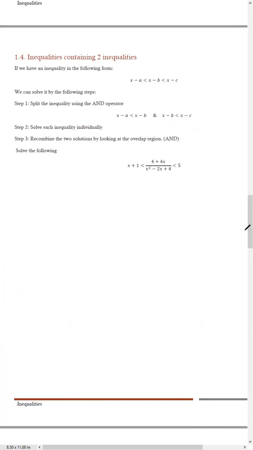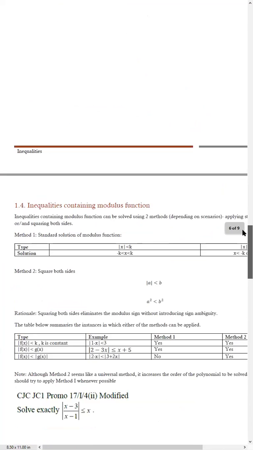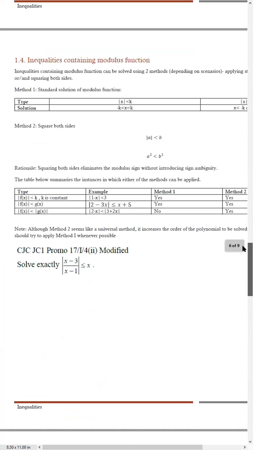Let's move on. So what is the purpose of learning this? It eventually leads up to the part where we want to solve inequalities containing the modulus function.